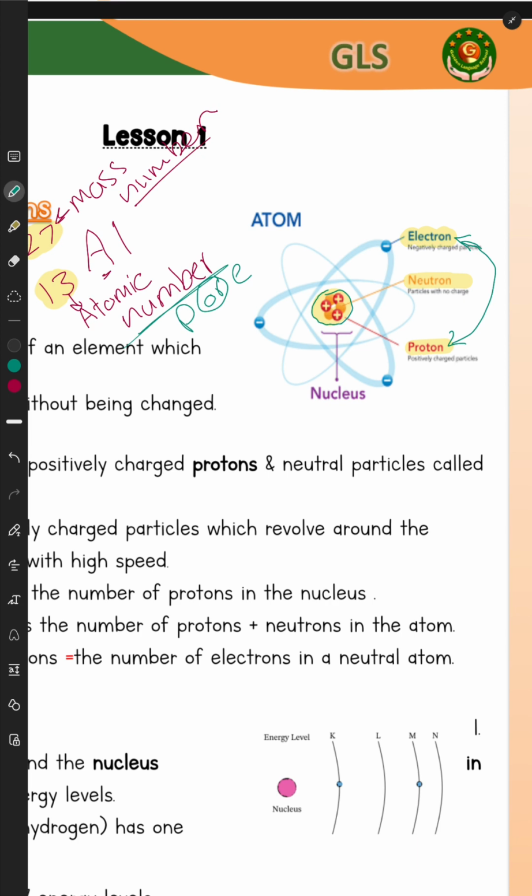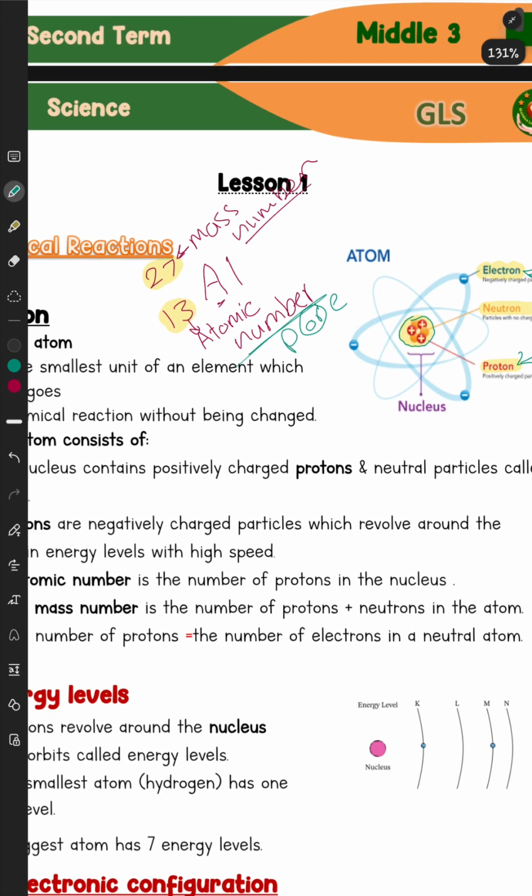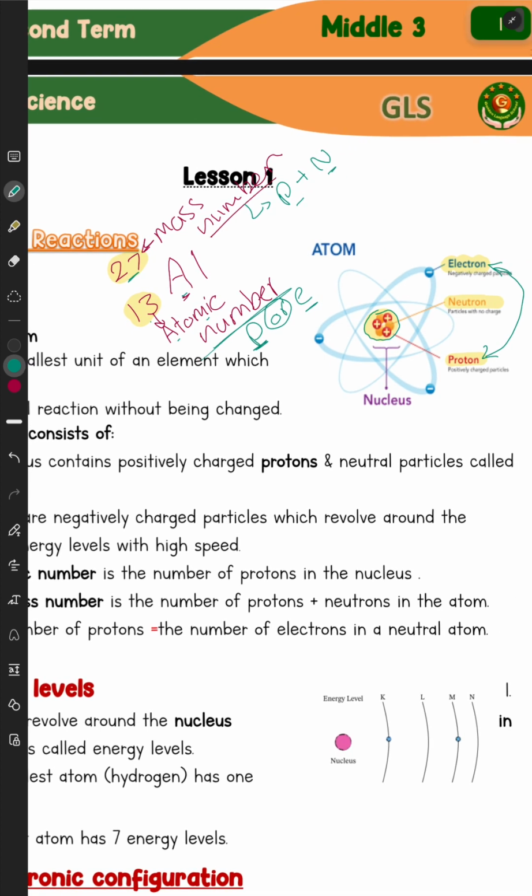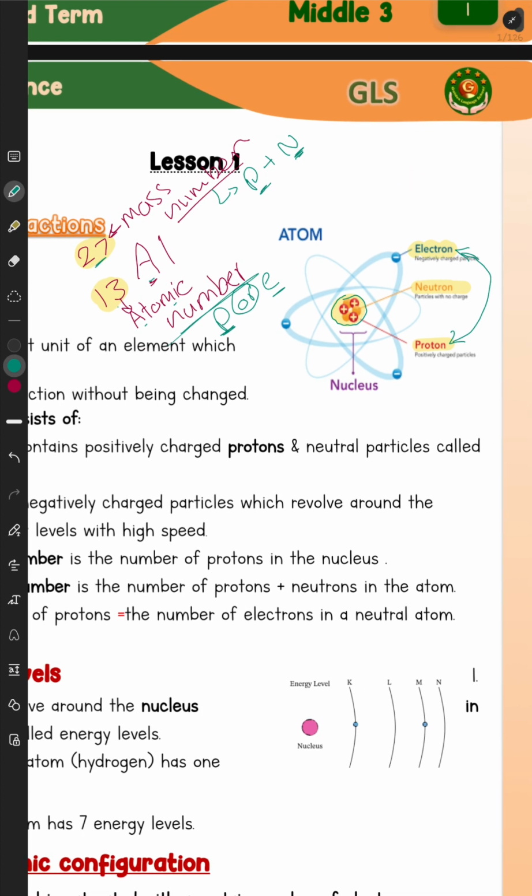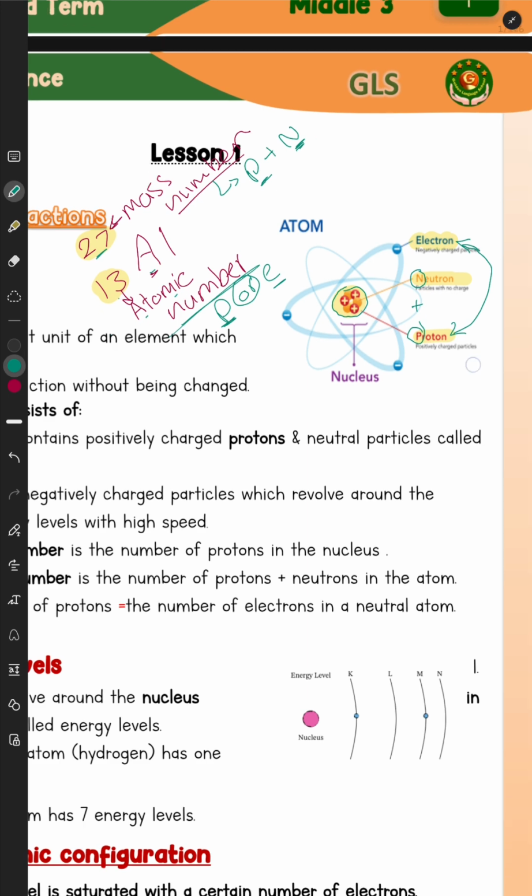What about neutrons? Okay, let's go back to aluminum. So aluminum Al 13 27, 13 is the atomic number. It is the number of protons inside the nucleus, or the number of electrons that orbit around the nucleus. What about 27? 27 is the mass number, as we said. Mass number is the number of protons plus the number of neutrons. So the mass number in this atom is the number of neutrons plus the number of protons. Okay, this is the mass number.